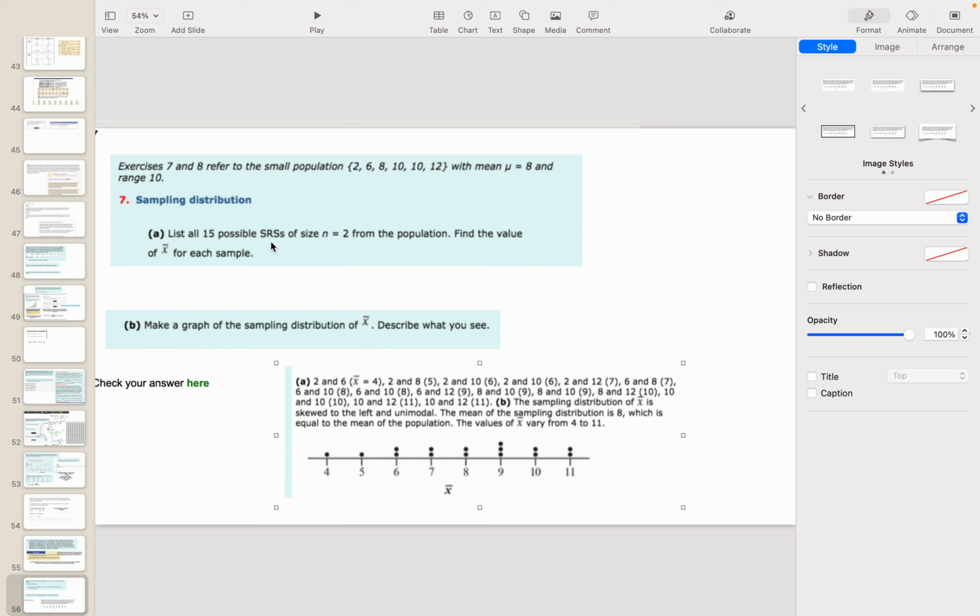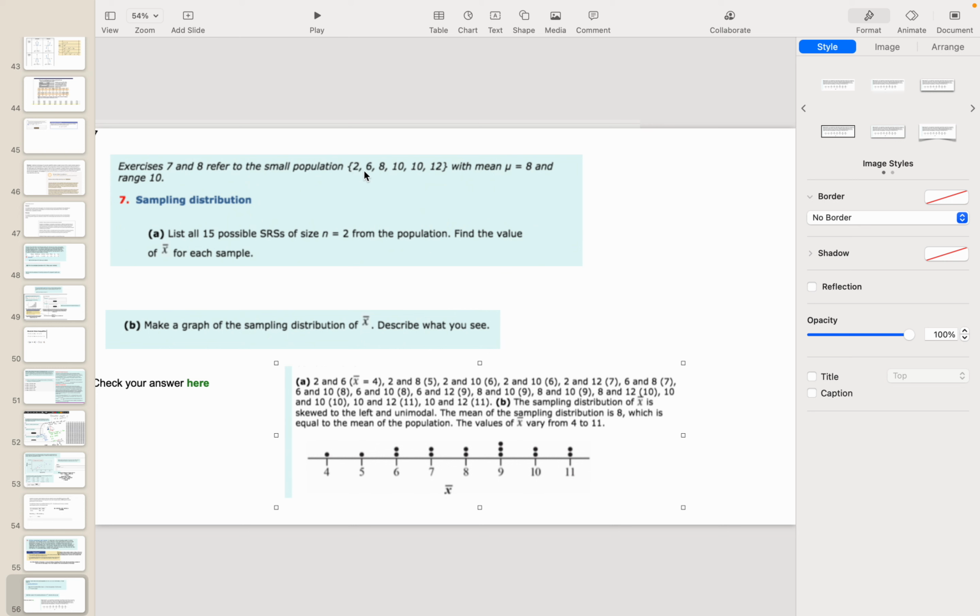Now, we're going to have simple random samples of just 2 at a time from this population. And because it's so small, we can list all 15 possible random samples. So we can just say, we're going to look at what would be possible if we were only taking 2 at a time.